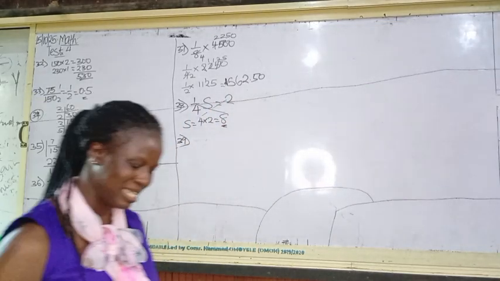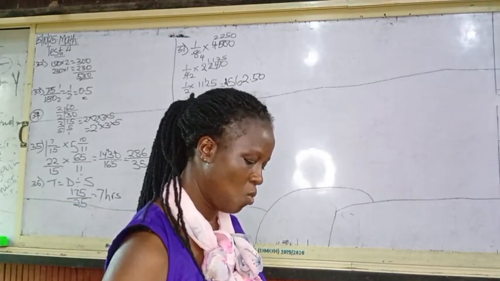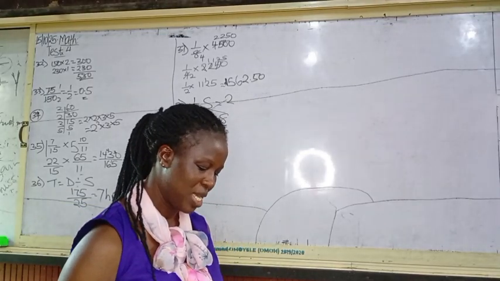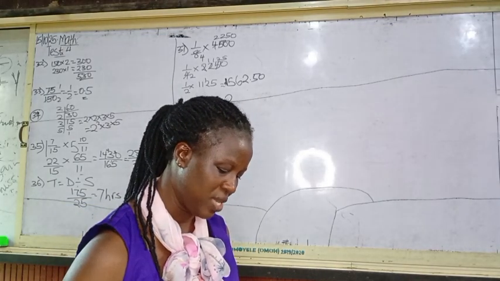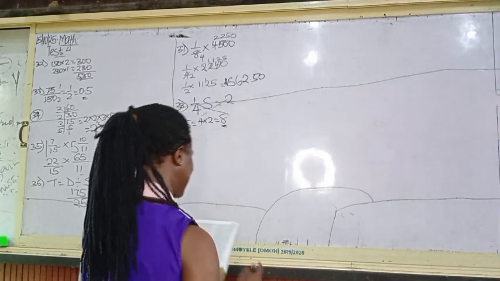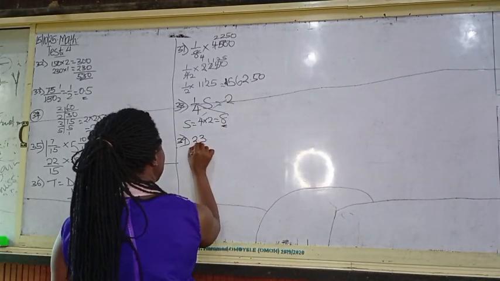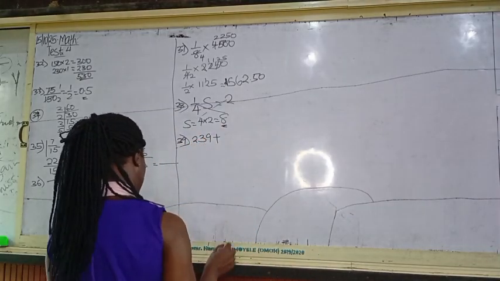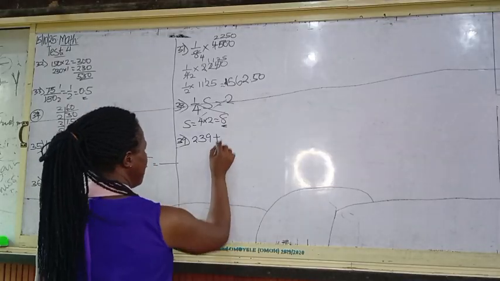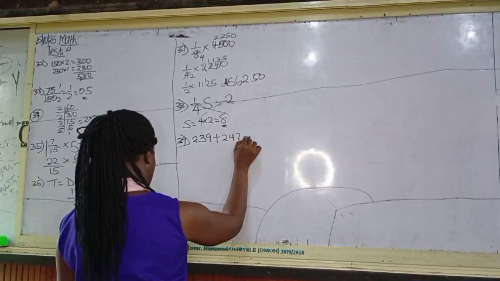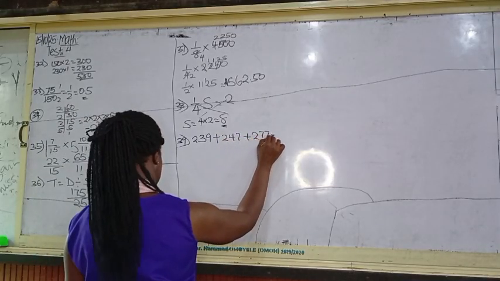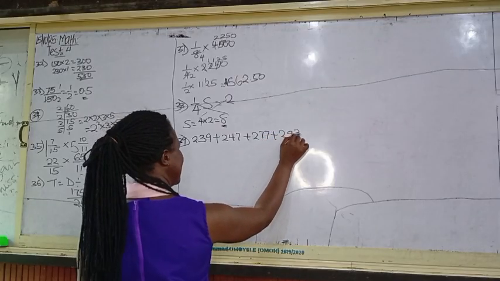The average attendance at school for 5 days was 264. The attendance on 4 of these days were 239 plus 247 plus 277 plus 293.